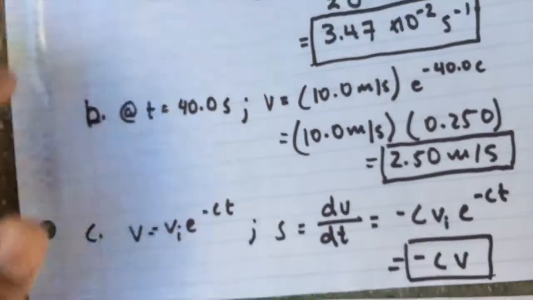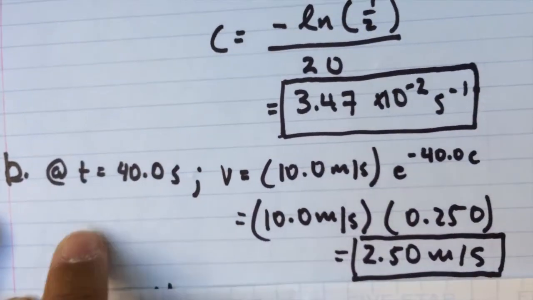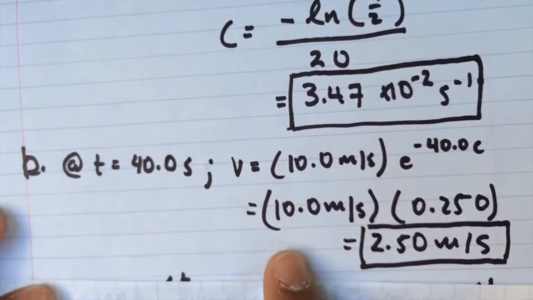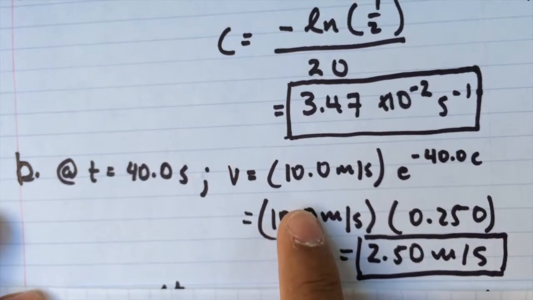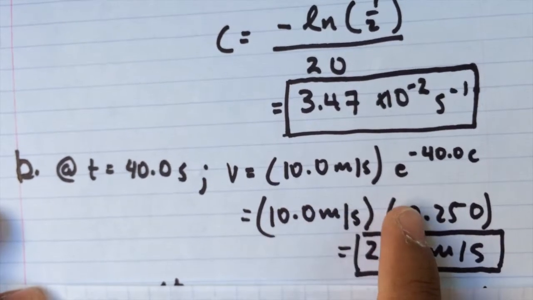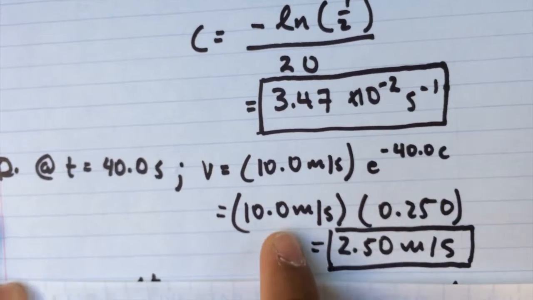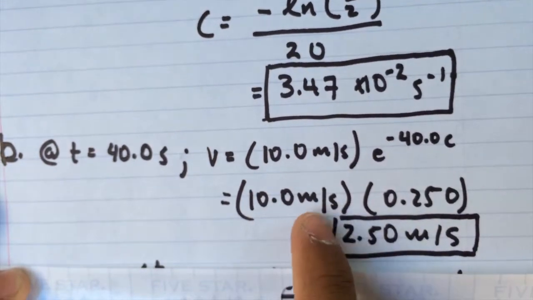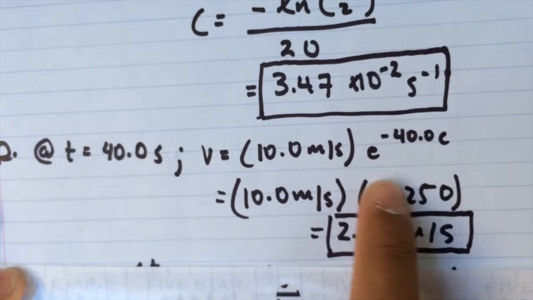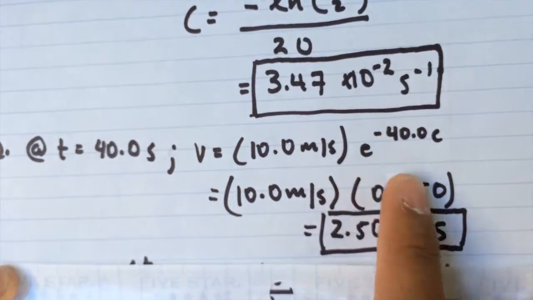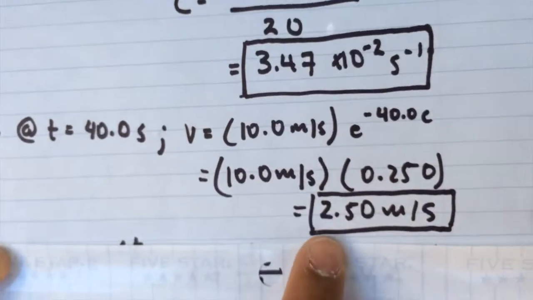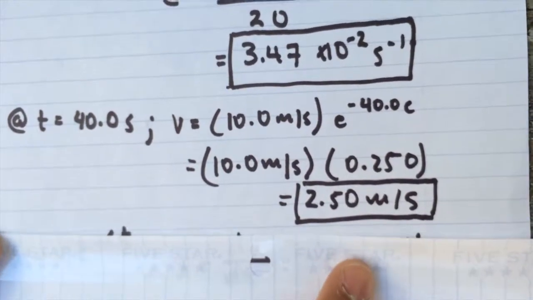So let's look at part B. At t equals 40 seconds, velocity equals 10 meters per second times e to the negative 40c. And we do 10 meters per second times 0.250, because that's what e to the negative 40c is when we plug c in, and we get 2.50 meters per second.